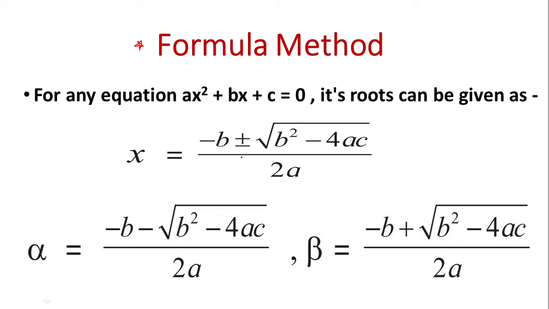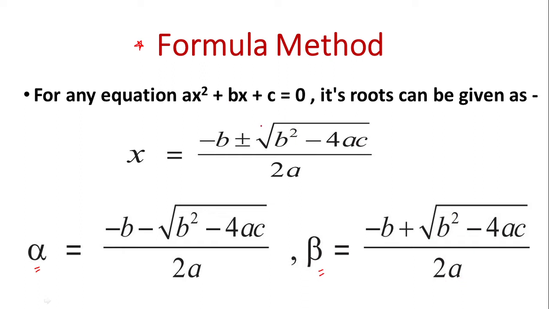So, if you separate the single formula into two different roots, and consider the two roots as alpha and beta, what will be alpha? It will be minus b minus root of b square minus 4ac upon 2a, and beta will be minus b plus under root b square minus 4ac upon 2a.